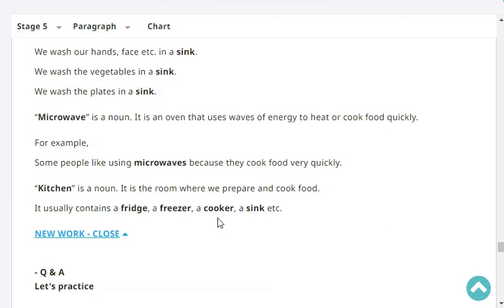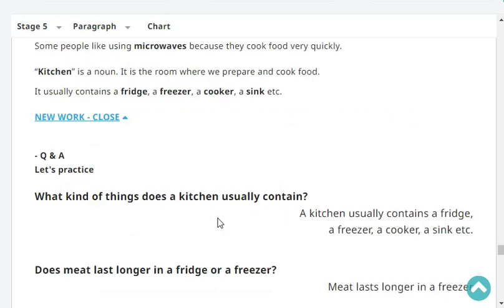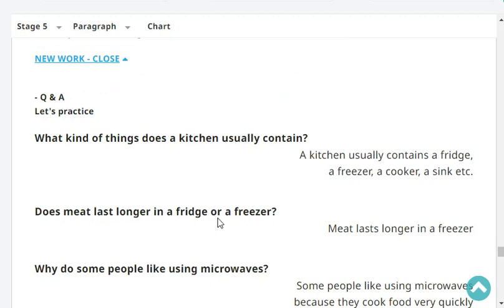For example, some people like using microwaves because they cook food very quickly. Kitchen is a noun. It is the room where we prepare and cook food. It usually contains a fridge, a freezer, a cooker, a sink, etc. Let's practice. What kind of things does a kitchen usually contain?